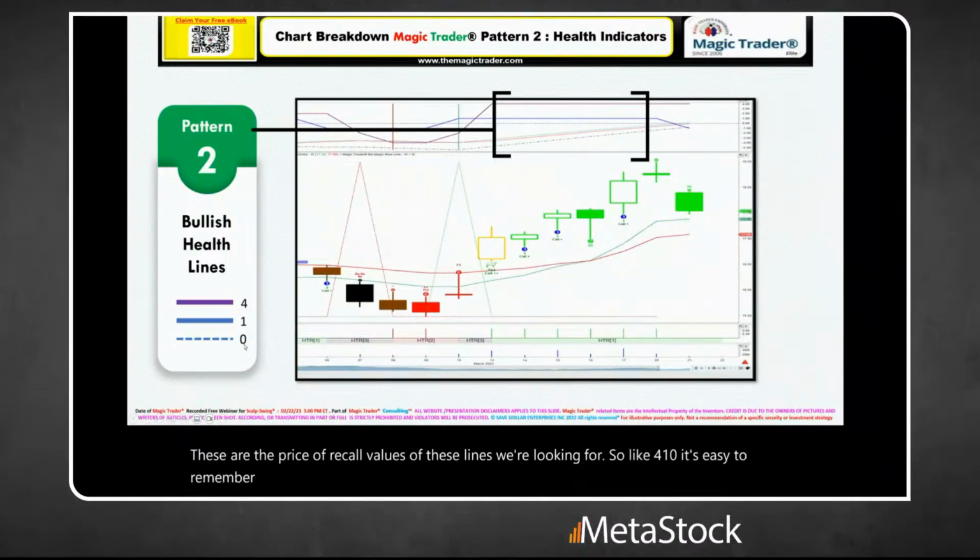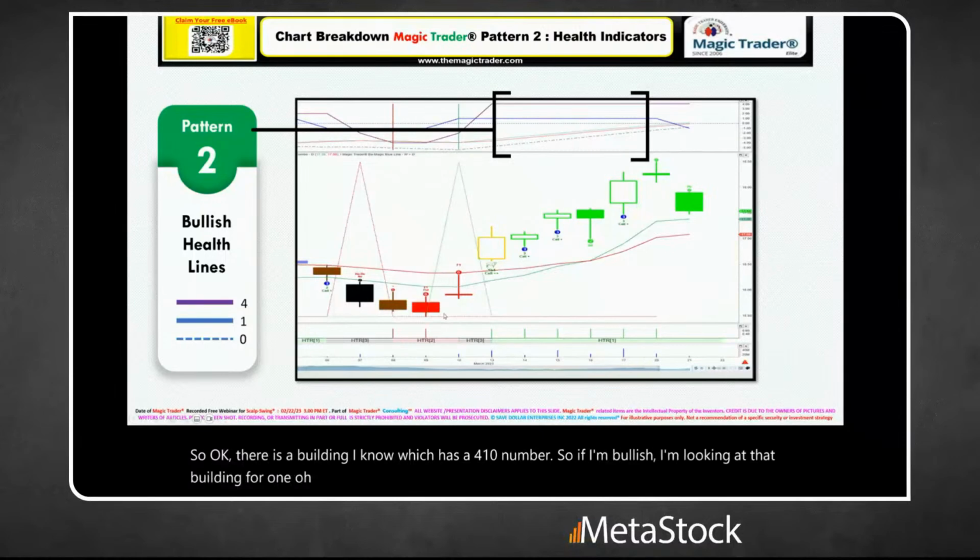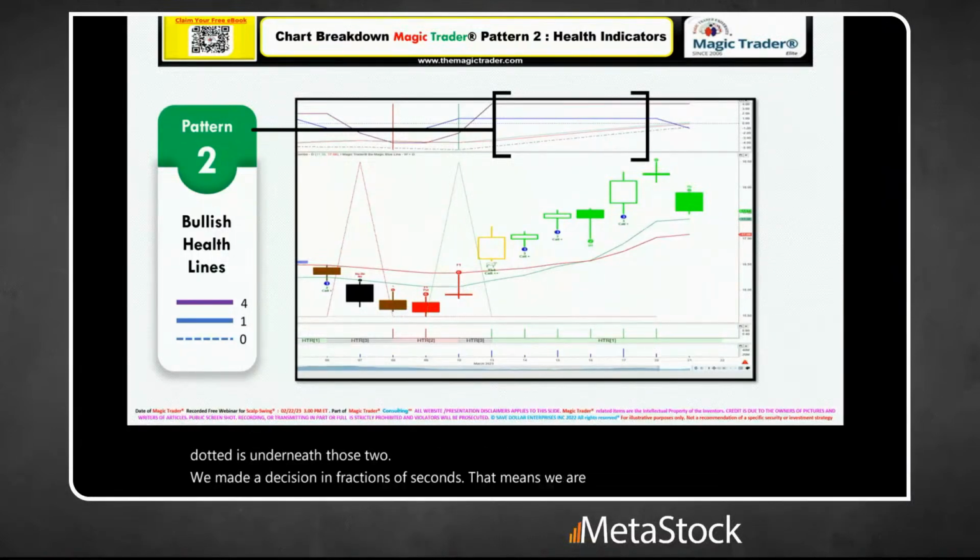When you are new, you've got to find something matching, right? So 410 number, okay, there is a building I know which has a 410 number. So if I'm bullish, I'm looking at that building, 410. That's the only thing I need to worry about. Two lines are parallel, and dotted is underneath those two. And we made a decision in fractions of a second. That means we are bullish.